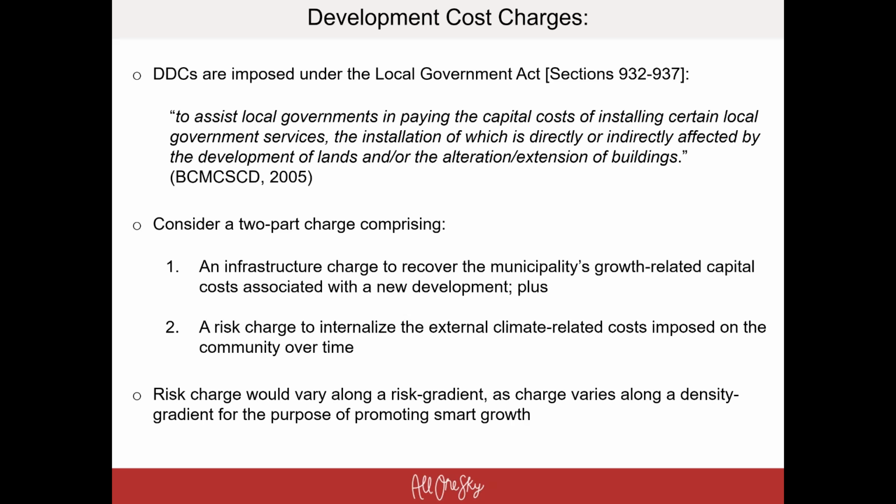And again, it's worth stressing that these are theoretical. They're concepts that are found in the literature, usually an extension of what's happening in another area, like smart growth, and can it be extended to adaptation? But there are not actual practical applications of these instruments at the moment.